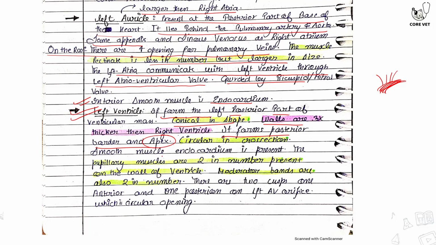So the left ventricle will form the apex, while the right ventricle that we had previously discussed will not reach the apex or form it. It is circular in cross section. The papillary muscles are two in number, and the moderator band is also two in number. So there are two cusps, one anterior and one posterior. And the left AV orifice.